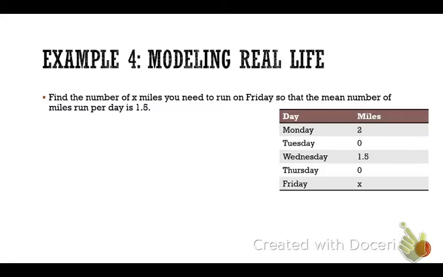when I add them all together, okay, so let's go ahead and add all these numbers. 2 plus 0 plus 1.5 plus 0 plus x, okay? So it says add all the numbers together, and what do I divide by? How many numbers, you include the variable, how many numbers are in this table? How many? 5, because there's 5 days of the week that we're counting. So you're going to divide by 5. And the sum of these numbers divided by 5 must equal 1.5.